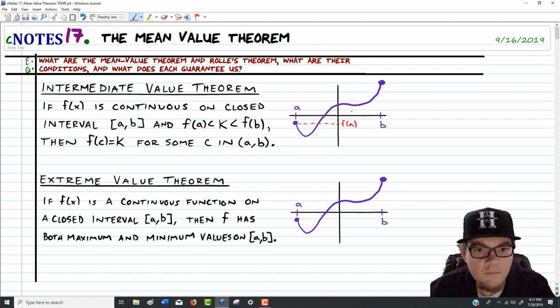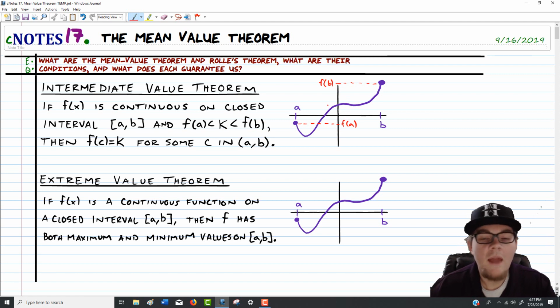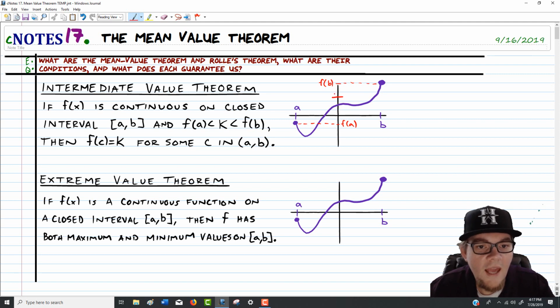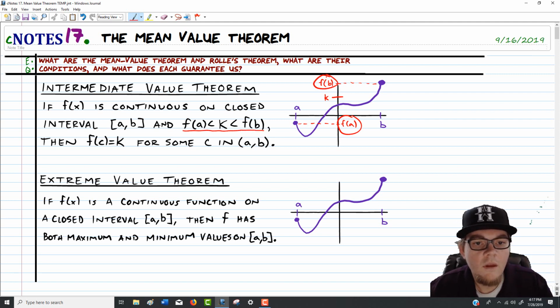Up here, okay, it's going to miss my axis, but oh well, is the value f of b. And what the intermediate value theorem says is if f is continuous, you can choose any value k somewhere in between f of a and f of b. Notice right here that definitely satisfies the inequality shown right here. And if k is between those two values, then f of c has to equal k for some c inside that open interval.